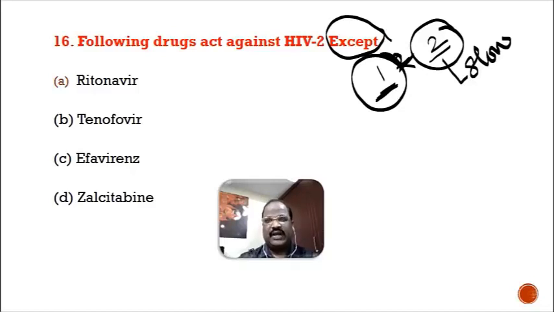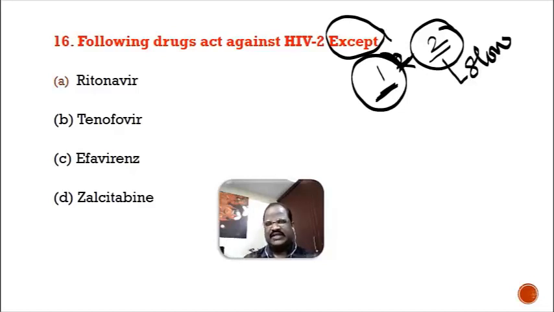Whereas HIV1 rapidly progresses, rapidly goes to the state of AIDS and also has complications of so many opportunistic infections. So when I say HIV, I mean always HIV1, whereas in West African people, when I say HIV, it's called HIV2. Now, following drugs acting against HIV2 except.